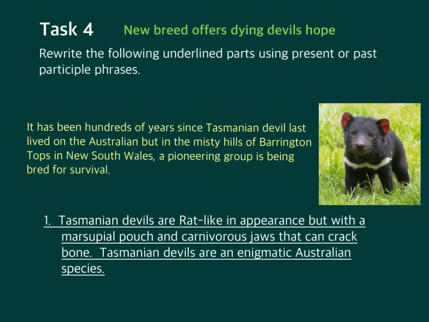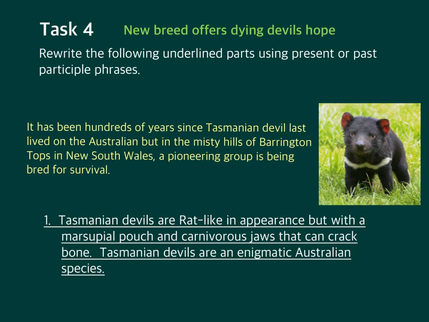Task 4. You can first pause to read and complete the questions. New breed offers dying devil's hope. Rewrite the following underlined parts using present or past participle phrases. It has been hundreds of years since Tasmanian devils last lived on the Australian mainland, in the misty hills of Barrington Tops in New South Wales. A pioneer group is being bred for survival.